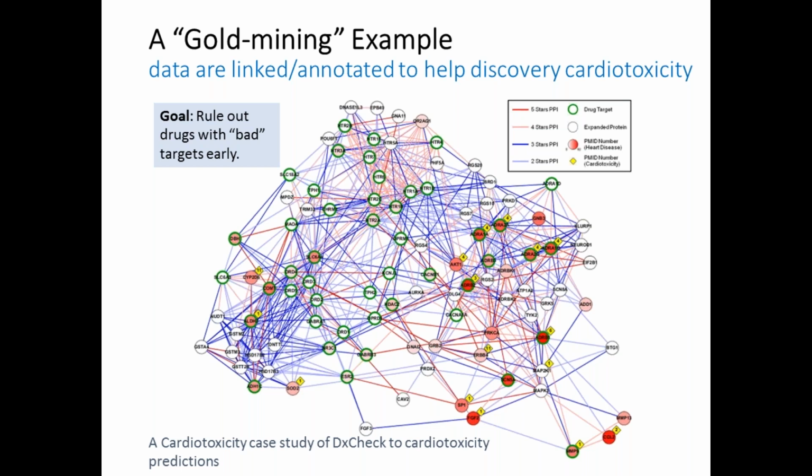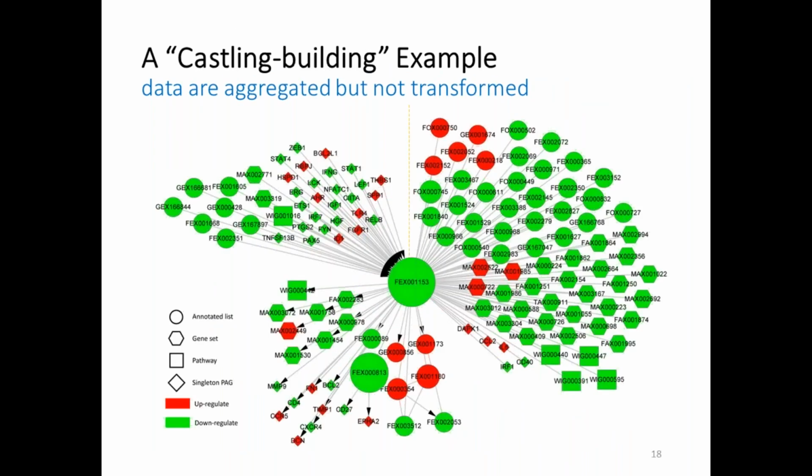So this is what I call the gold mining. You're not transforming the data, but you're annotating it. You're sifting, teasing out the noise, and then eventually you see some story. Useful, okay? And then there's another castle building example.